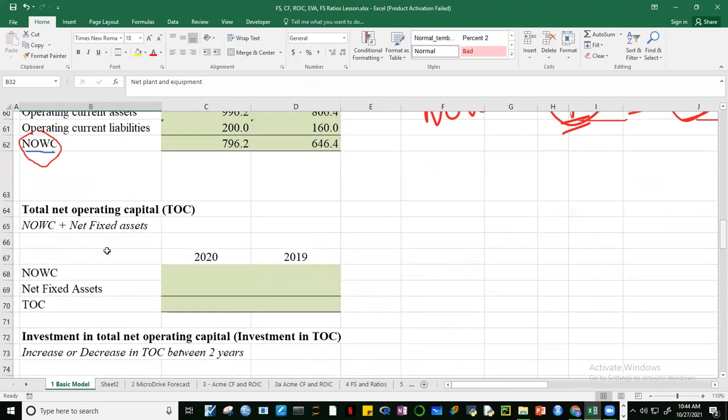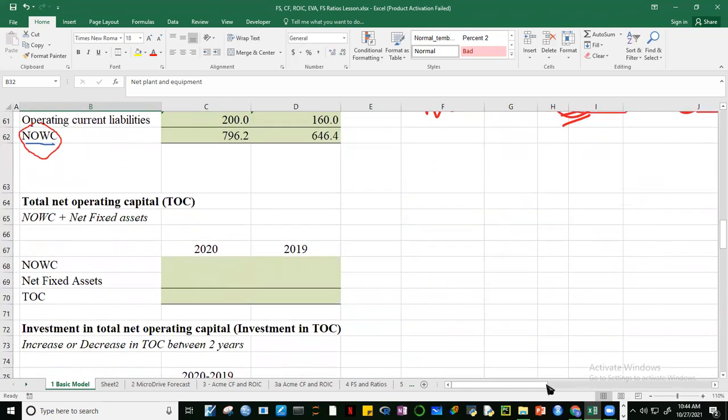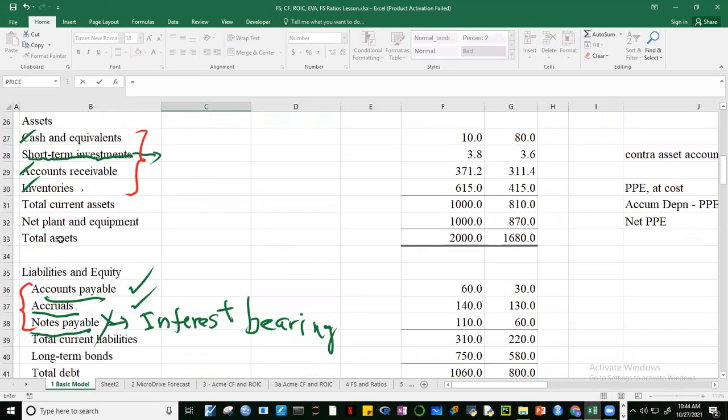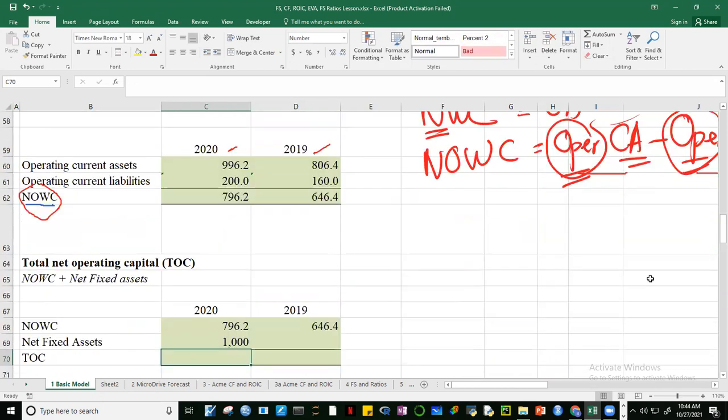All right. Here, guys, it's almost time. Let's just finish this. Your TOC will be your NOWC. We already have it, right? We can just copy it to the right. Add 1 decimal place. And then your net fixed assets, we will just get it from here. Where's our net PPE? This one. We just copied it there.